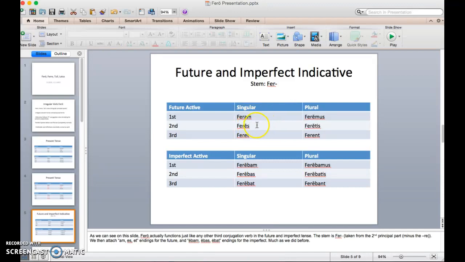Feram, I will carry. Feres, you will carry. Feret, he will carry. All very standard. So we're going to move on, all right?